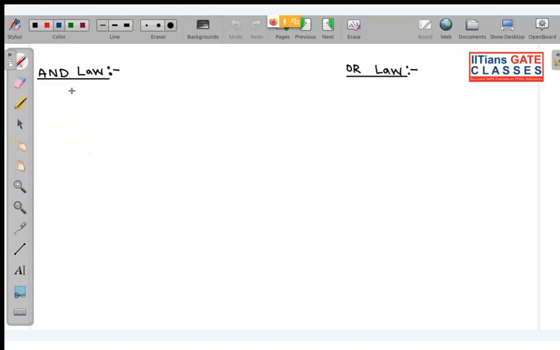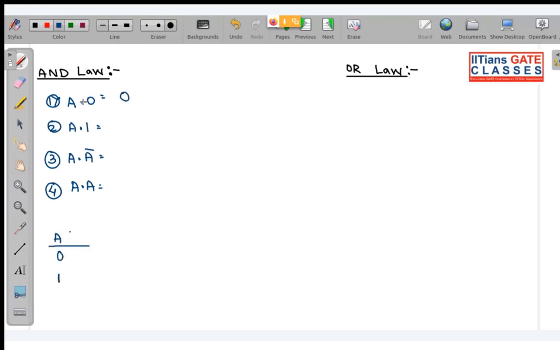Now the next law is your AND law. So what is A dot 0? Obviously this is going to be 0. Why? Because A can be anything, it doesn't matter even if it is 0 or 1. If we AND anything with 0, the output will always be 0.